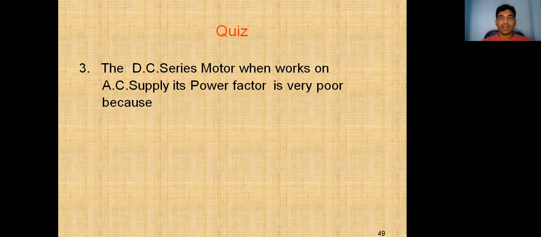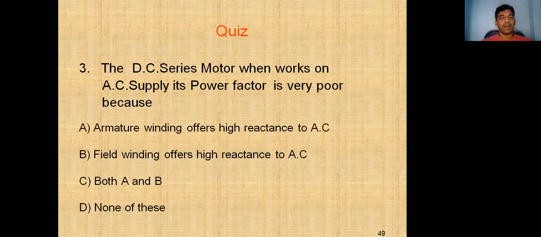The DC series motor, when it works on AC supply, its power factor is very poor because the armature winding offers high reactance to AC, the field winding offers high reactance to AC, both A and B, none of this. So both A and B is the correct answer.